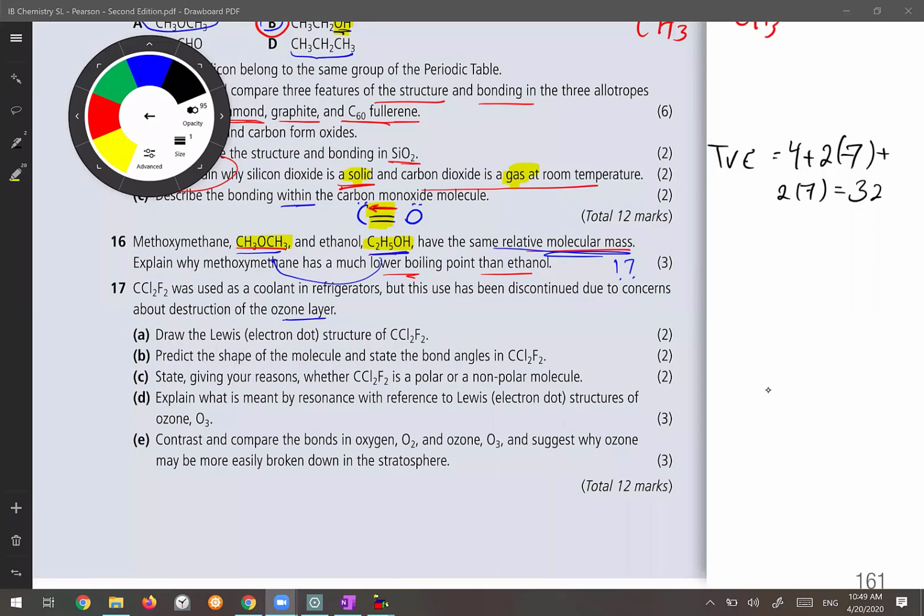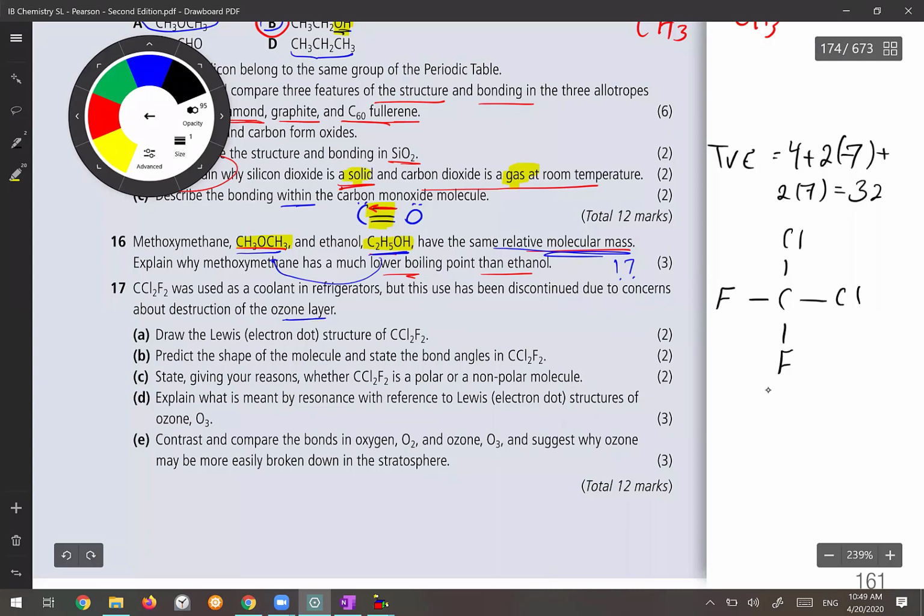Okay, so there are 32 valence electrons. Carbon is the central atom. You have Cl, Cl, F, F, and you have to make all of them octet. So I put the lone pairs to make them octet. And if you count the electrons, there are 32. So this is the correct Lewis structure.